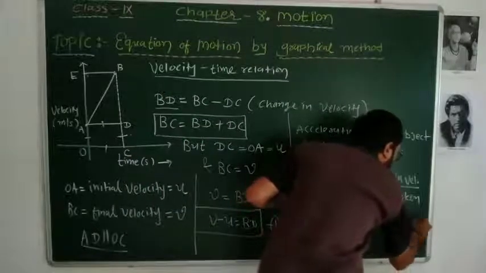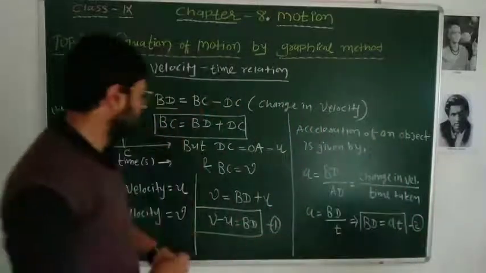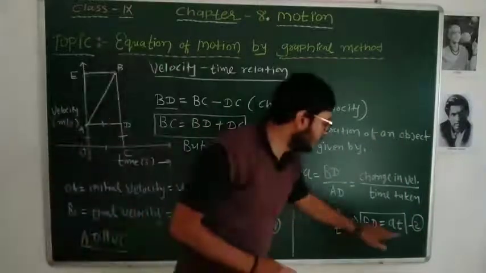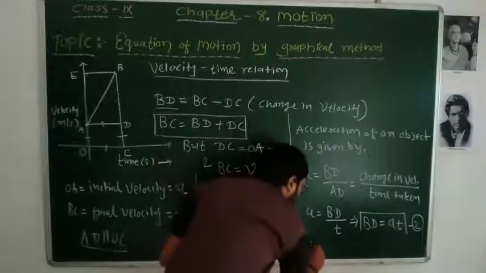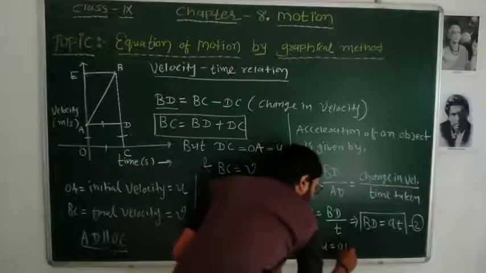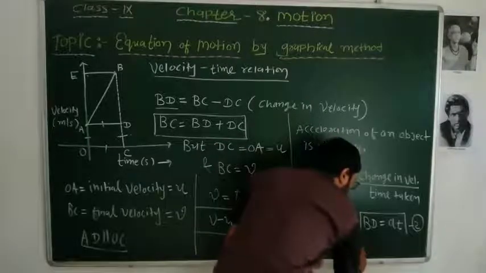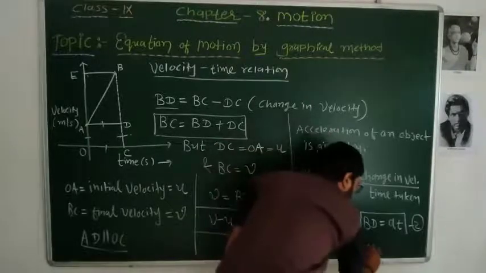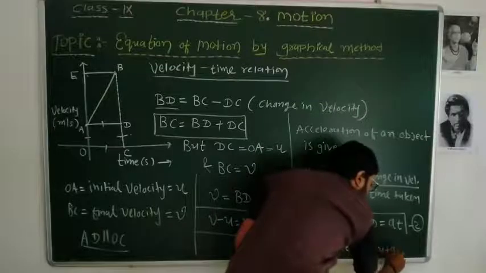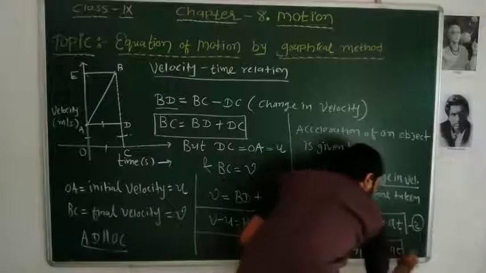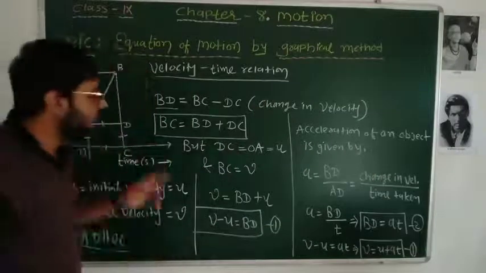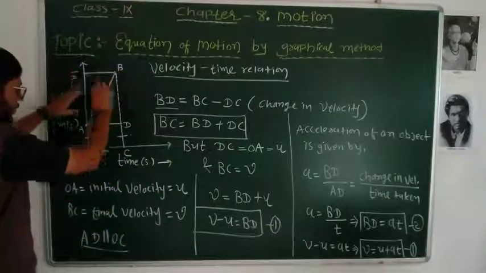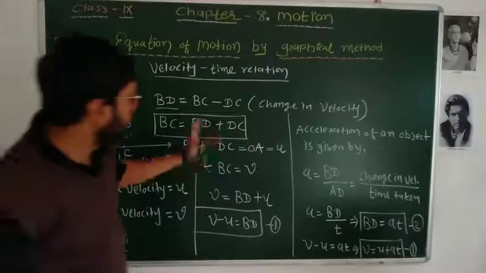This is nothing but equation number 2. So from equations 1 and 2 we can write V minus U is equal to AT. Then rearranging the terms, we can write V is equal to U plus AT. So this is the first equation of motion, derived from this graphical method.